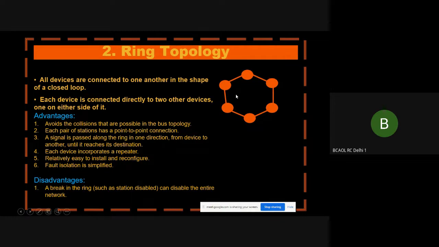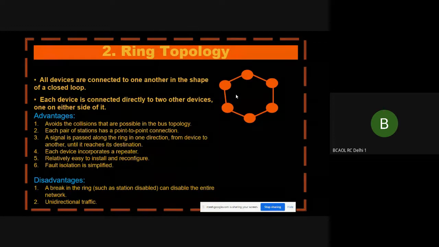Do you understand? So that is what happens in the ring. But the only problem is if one of the computers breaks, then the whole ring is not working. And unidirectional traffic is there. Only in one direction, clockwise, it can transfer. Vice versa, it cannot transfer. Can you understand? That is also a disadvantage.